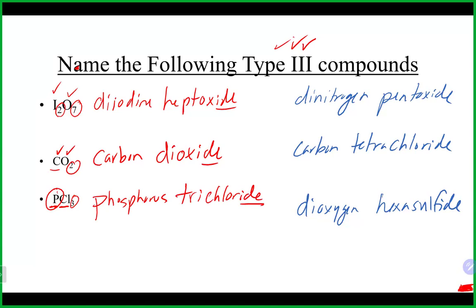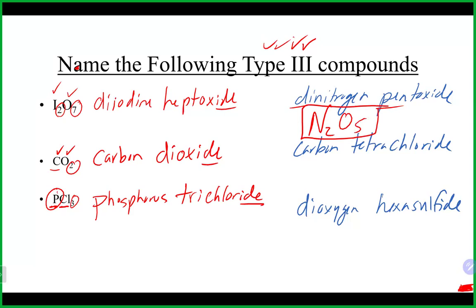Probably the thing that should take you the least amount of time is the stuff on the right there. So if you're given a name and you need to write a formula, you should look at it and go, I see prefixes, so the only place that could happen is here. So you don't have to balance out anything, but pretty much write what it says. So di is 2 and nitrogen is N, so N and 2. Penta is 5, oxygen is O, O5, and you are done in that case.